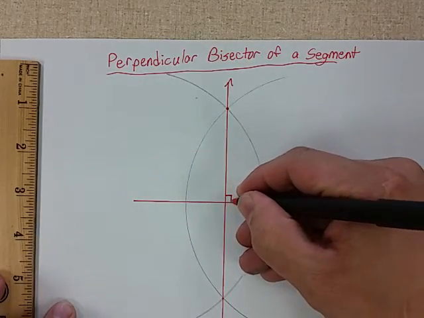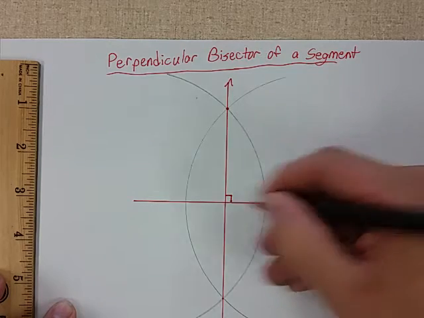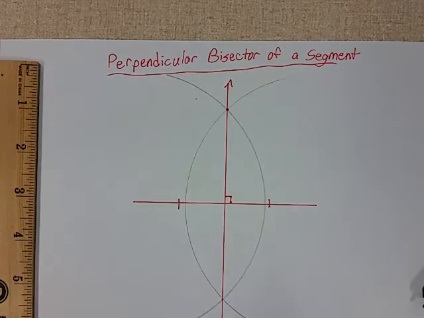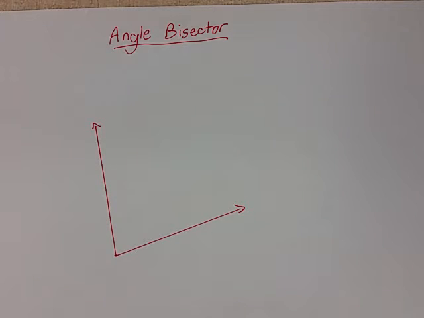This line is perpendicular and it is a bisector of the original segment. Now I'm going to create an angle bisector of this given angle.